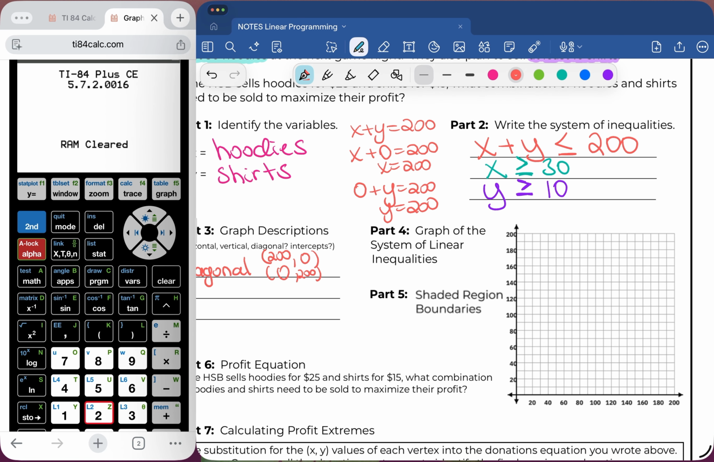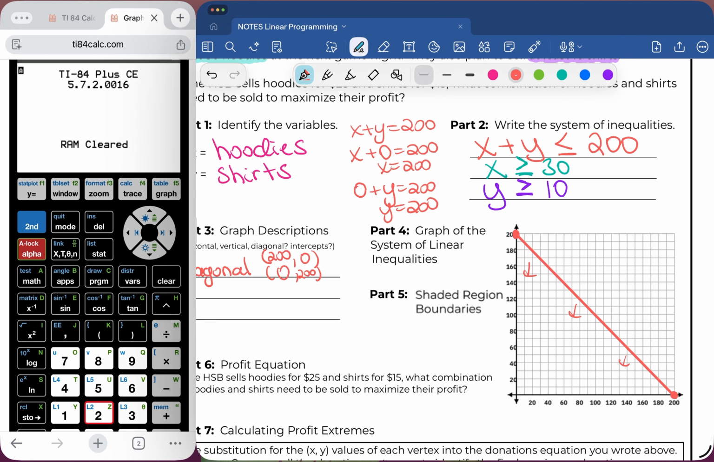All right, so let's go ahead and graph our x-intercept at 200, our y-intercept at 200, and then it was a less than or equal to, so the equal to means it's going to be solid, and then we will be shading below for that less than piece.